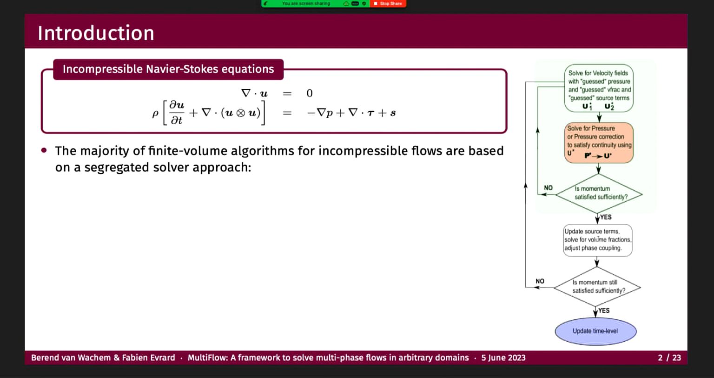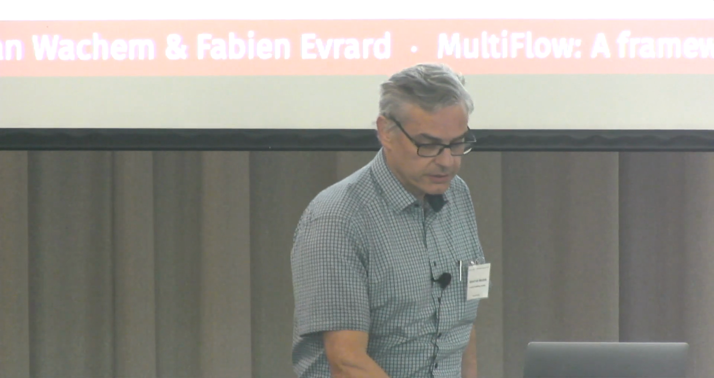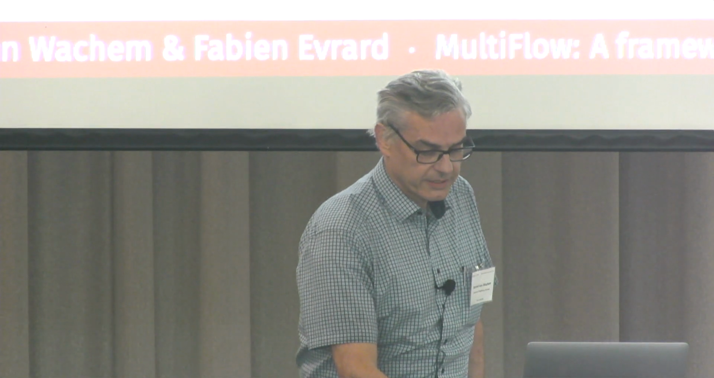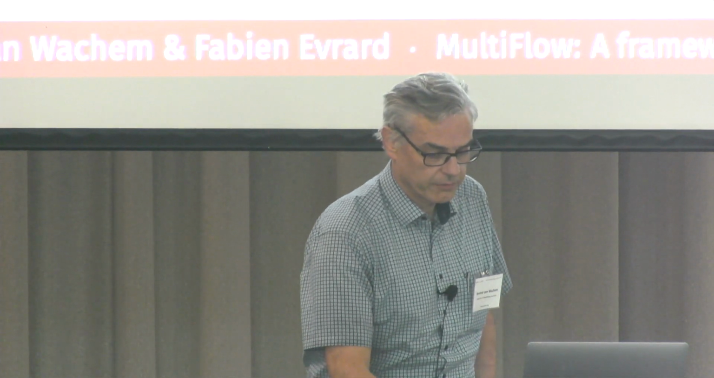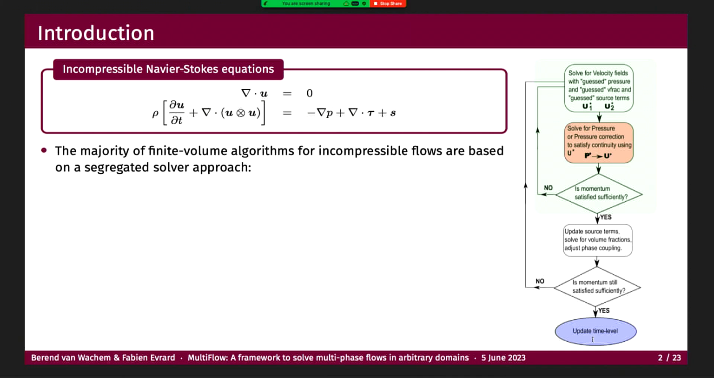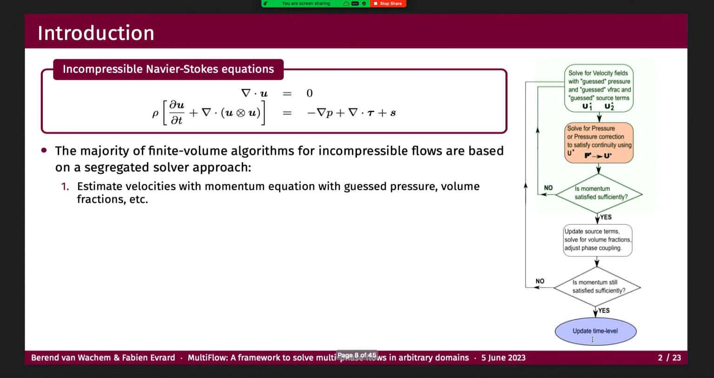If this is satisfied, you have to update your source terms or everything that you've done explicitly, such as volume fractions. Then you do that again, and if that's not the case, you have to iterate over this again, and once you're done with that, you update your time level. So that can be very expensive.